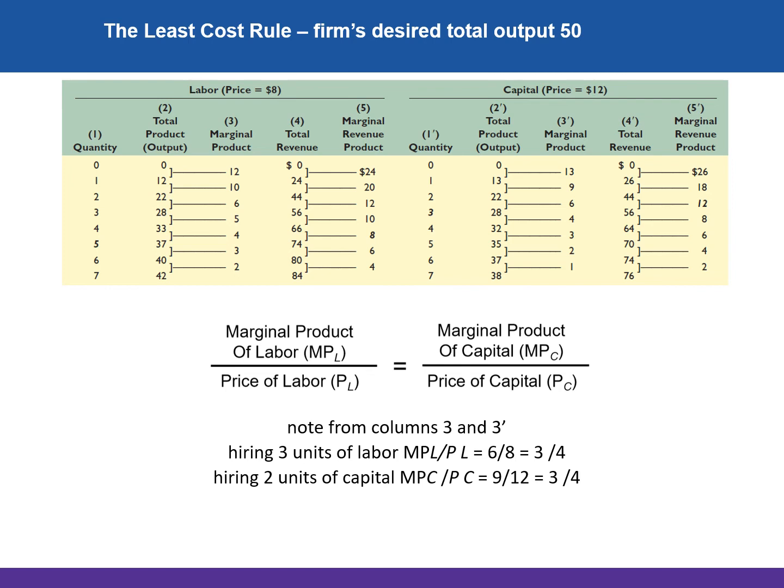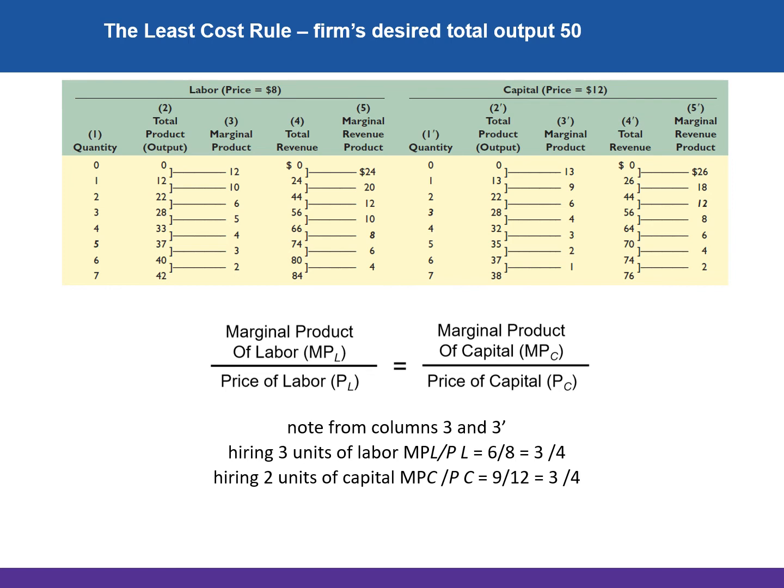Two other pieces of information are given in this data that are vitally important. It tells us that the price of labor is $8 per unit. That's given up top there. See, it says labor price $8. Likewise, the price of capital is $12, right? So each capital input costs $12.